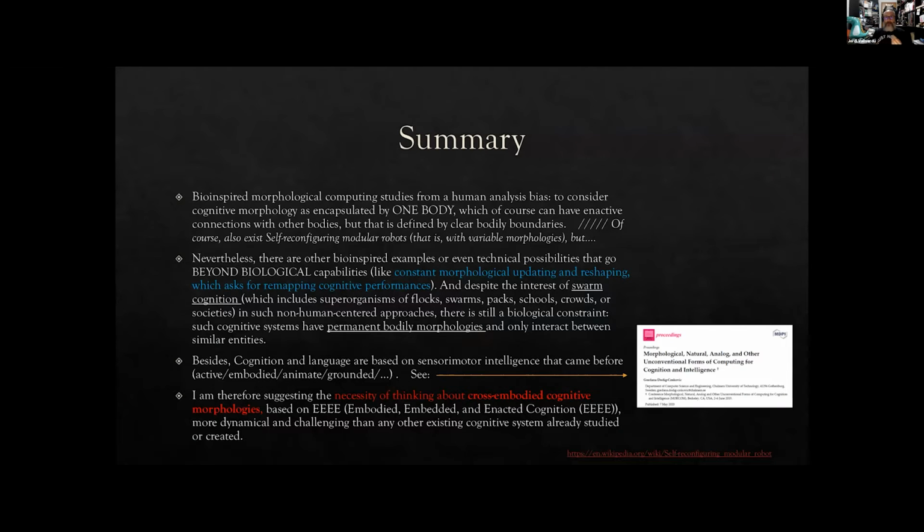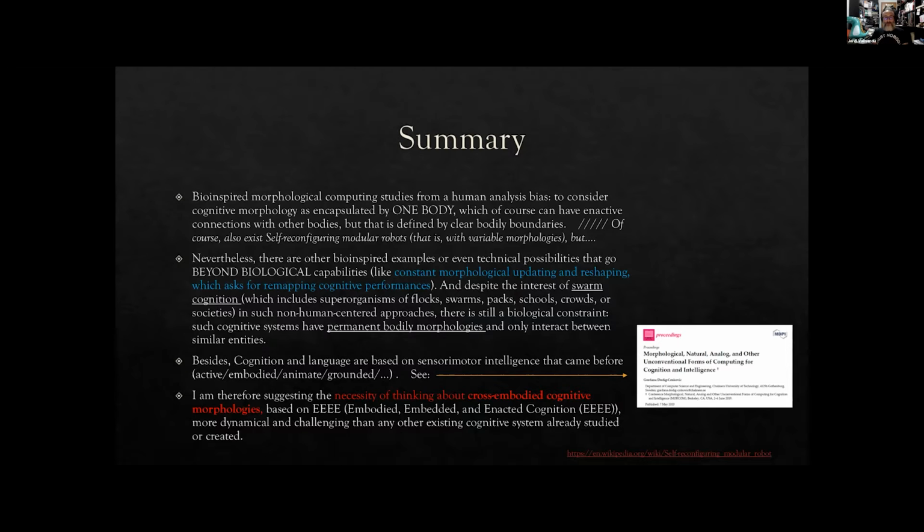In that case, we can think that some similar approaches also exist, like self-reconfiguring modular robots and that kind of approach. But it's not the same, because it's not a cognitive approach based on how the body gets information. Even in the case where those robots, those machines, are changing at some point, they are still thinking of the self body.